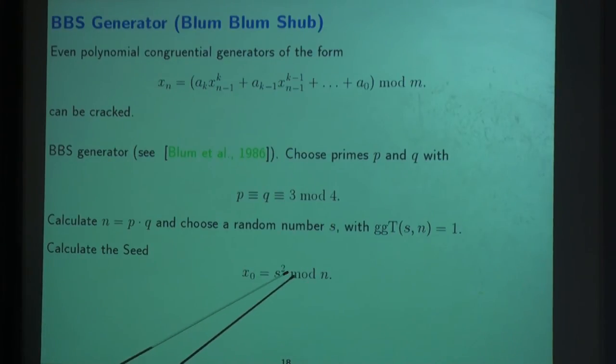Okay, and if this holds, then we calculate the seed for our random number generator from this S. So x0, which is the seed, is S squared modulo n. Am I right that we need a random number to calculate random numbers? Yes, you're right. And where do we get this random number? That's a good question. I don't know.